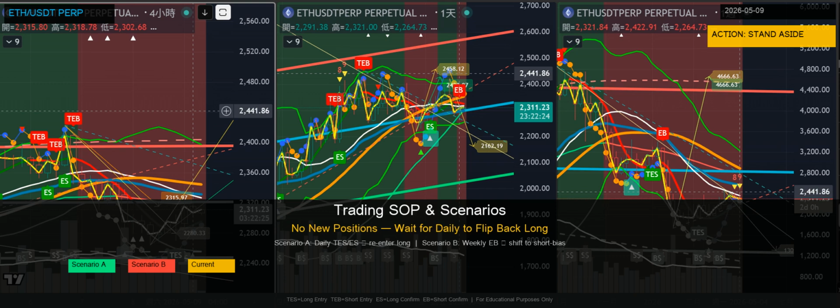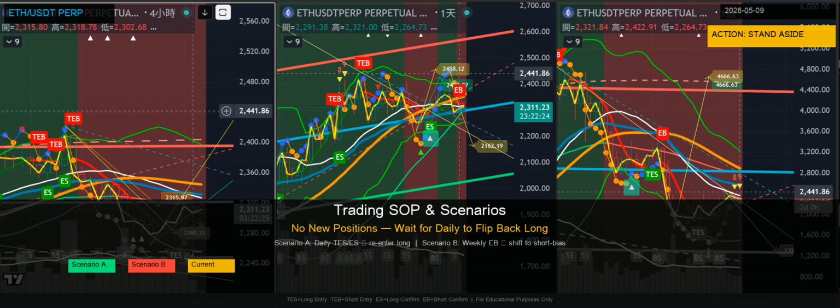The current situation is: weekly says long, daily says short. These two are in conflict. The 4-hour TES is only a short-term bounce. It does not override the daily EB. Therefore, the correct action is: stand aside. Do not open new positions.